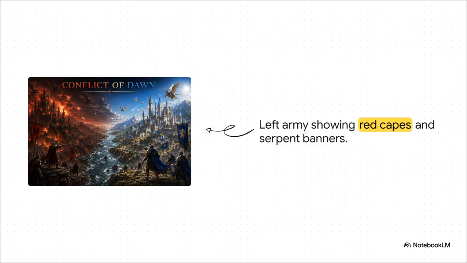Now let's zoom in on the ground level. Look at the banners in the foreground on the left. We have to impartially ask, what does this coiled serpent sigil and this whole dark aesthetic actually tell us about their philosophy? Well, the deep reds and the heavy, spiked armor suggest a culture forged in harshness.